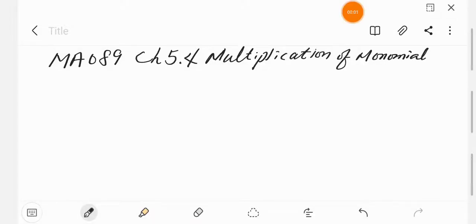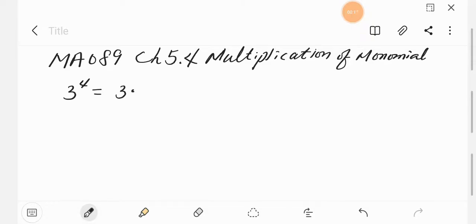Chapter 5.4, multiplication of monomials. Okay, let's consider this exponential form. Here is 3 to the 4th power. What does this mean? This means the base 3 is multiplied 4 times.